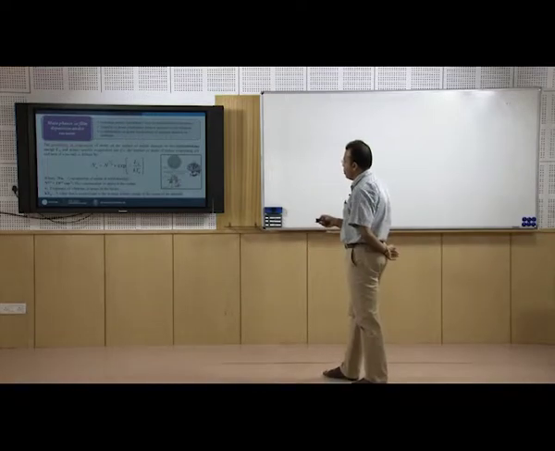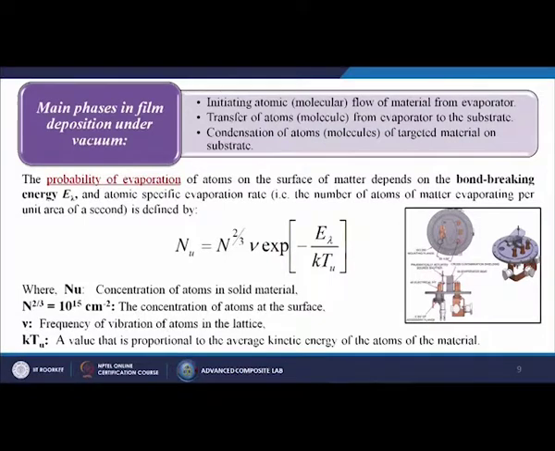Next, the probability of evaporation of atoms on the surface of matter depends on the bond breaking energy E lambda, and the atomic specific evaporation rate, that is the number of atoms of matter evaporating per unit area per second, is defined as: nu equals n^(2/3) V exp(minus E lambda by kTu), where n^(2/3) is the concentration of atoms at the surface, equal to 10 to the power 15 per centimeter square, V is the frequency of vibration of atoms in the lattice, and kTu is a value proportional to the average kinetic energy of the atoms of the material.